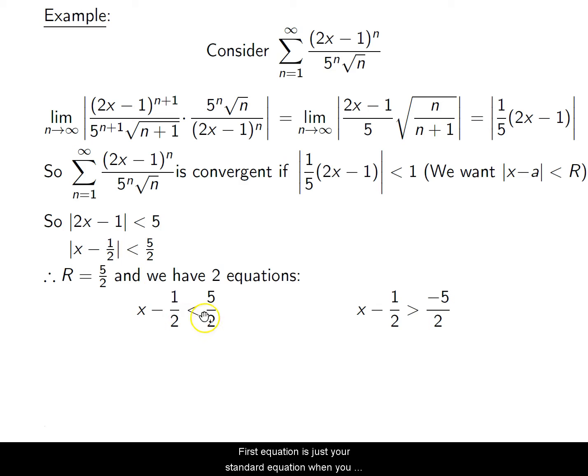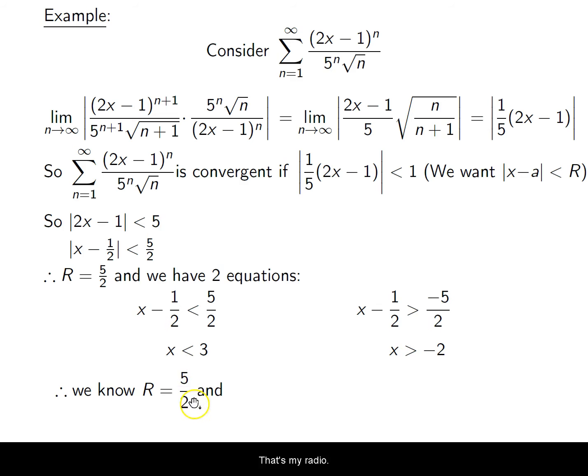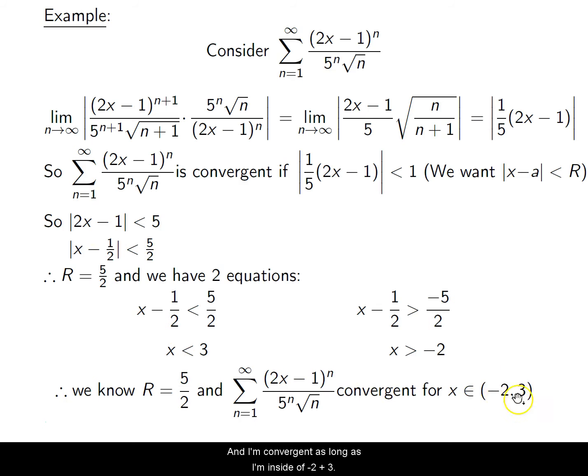First equation is just your standard equation where you drop the absolute value signs. The other equation, you multiply everything by a negative. So this turns into negative 5/2. And then you switch the sign and you take the absolute value away, right? So these are the 2 equations that you have, and then you just solve them both. So I add 1/2 here, I add 1/2 here, I got x is less than 3, and it is more than -2. So those are my bounds, from -2 to 3. So that's my radius. I'm centered at 1/2, okay? And I'm convergent as long as I'm inside of -2 and 3.